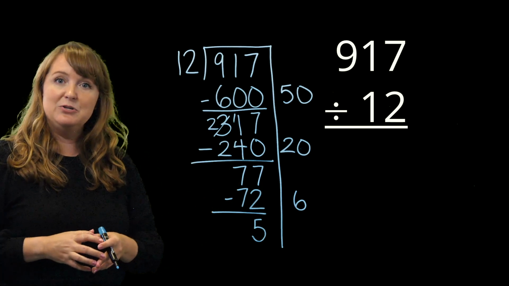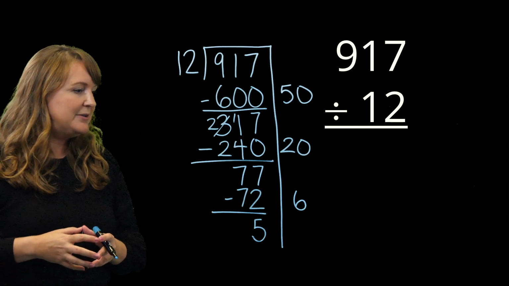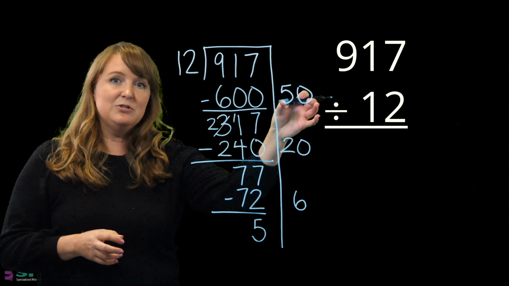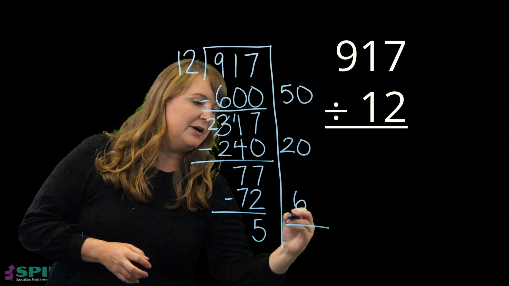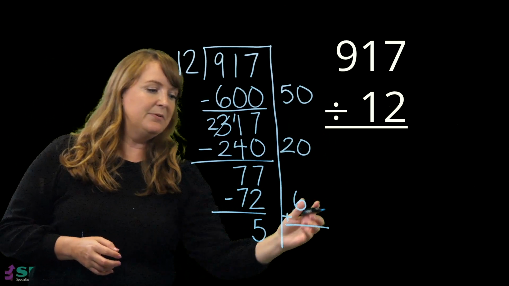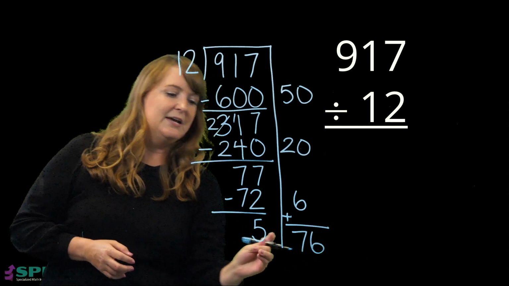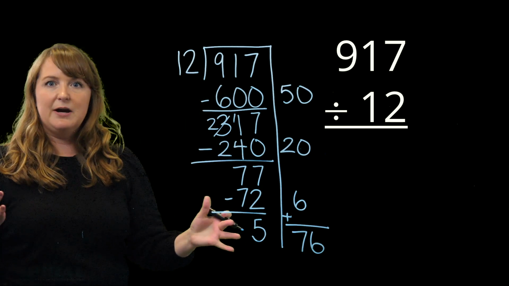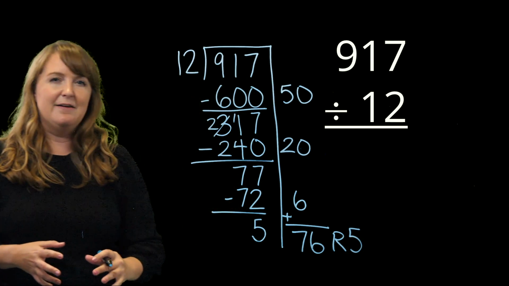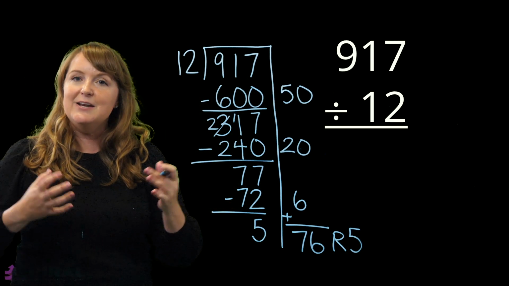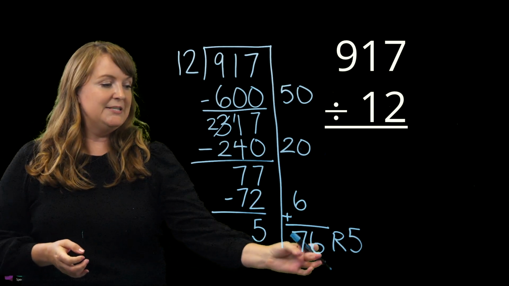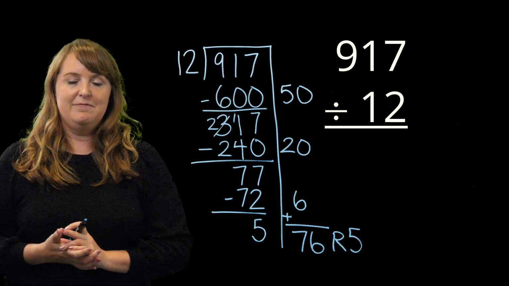Today I'm going to think about using remainders, not fractional amounts, so I am going to use that as my remainder. So what I have to do is add my partial quotients. I'll add those together. 50 plus 20, that's 70. 70 plus 6 is 76. And then remember, I have this remainder. I can't forget about that. 76 remainder 5. So when I have 917 and I divide that by 12, my quotient is 76 remainder 5.